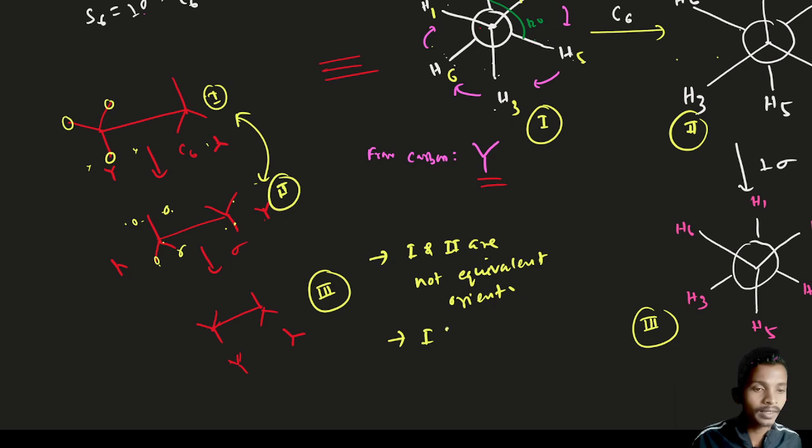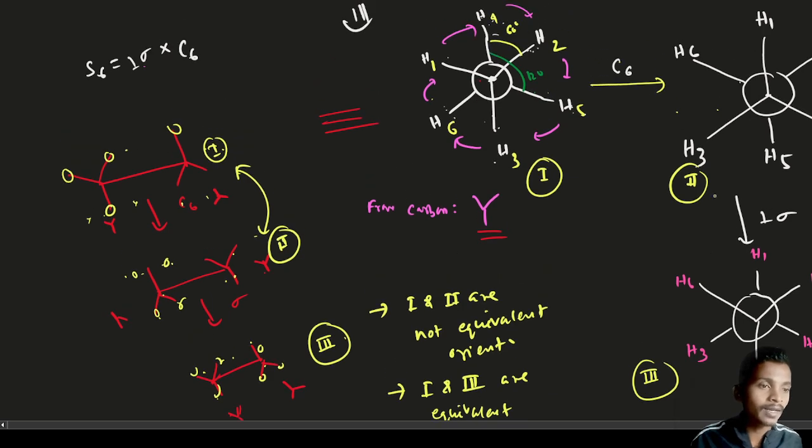Similarly, 1 and 3, these are these atoms. So in place of an atom, an atom has come; in place of an atom, an atom is there. So 1 and 3 are equivalent orientations. It means that if I apply S6 and then sigma, then this is equal to S6.